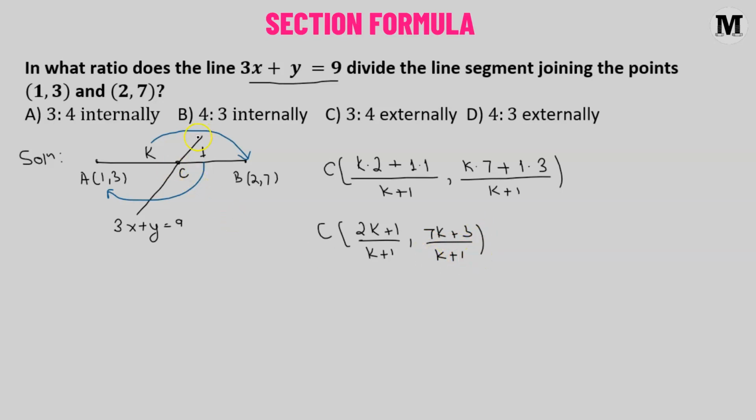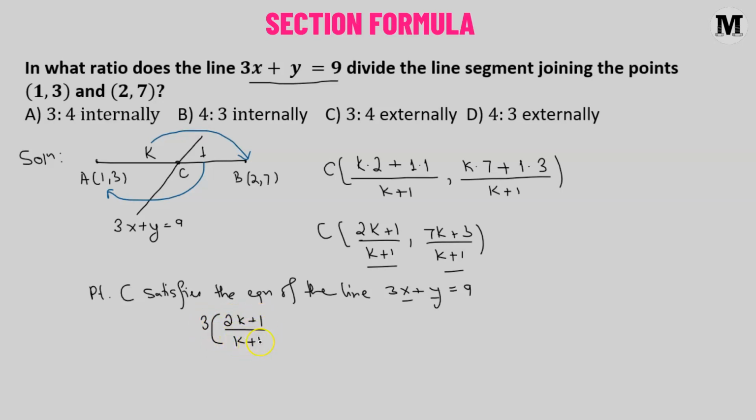Now since the point C lies on the line, point C satisfies the equation of the line, which is given by 3x + y = 9. Meaning we will replace the value of x with the x coordinate of C and the value of y with the y coordinate of C. So we get 3 times (2k + 1)/(k + 1) added to y, where y here is (7k + 3)/(k + 1), and this will be equal to 9.